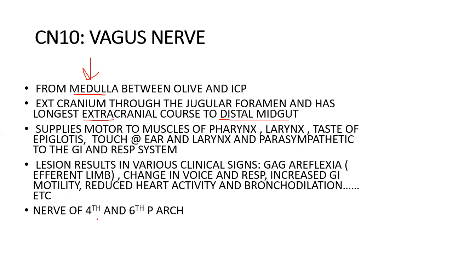Now this is the nerve of the fourth and the sixth pharyngeal arc. So testing is all the integrity of the vagus nerve. You do the gag test, right? And also do other tests. I mean, we have different areas that it also supplies. Okay, so normally you just do the gag test, right?